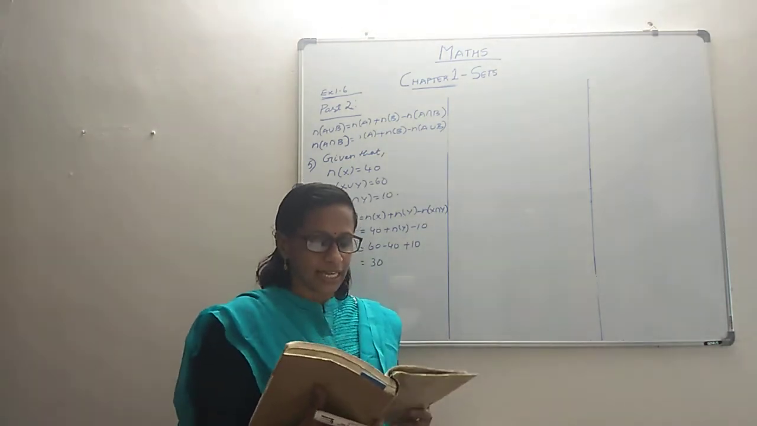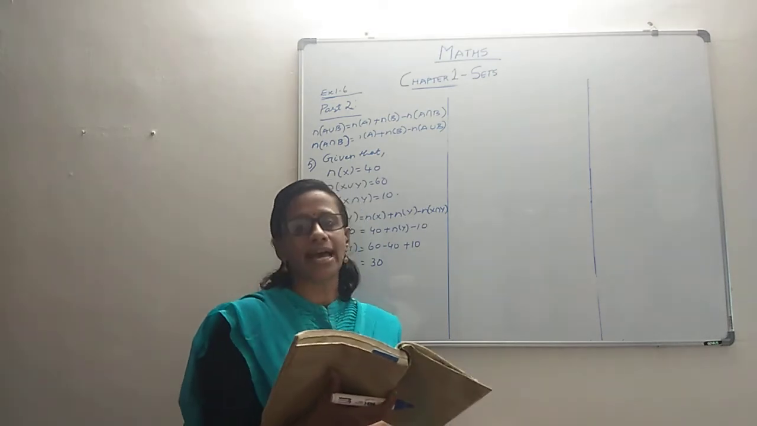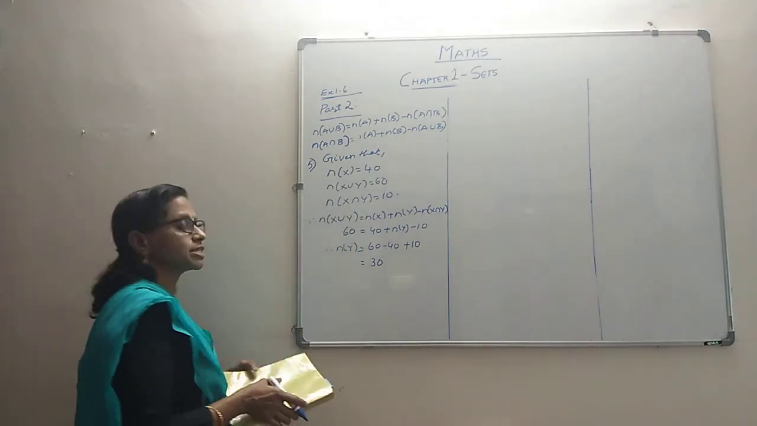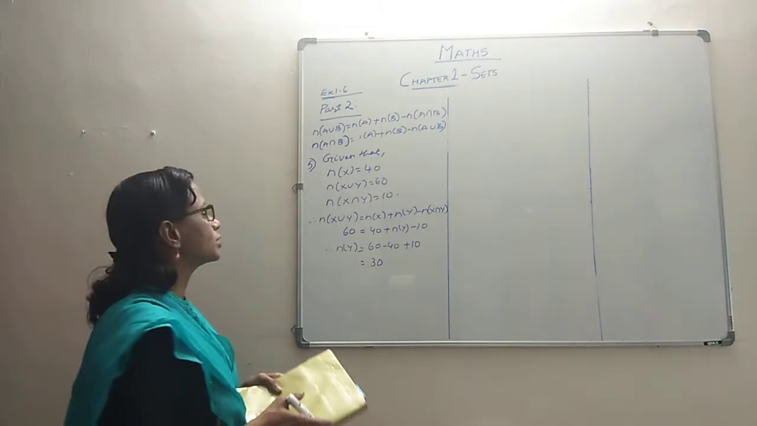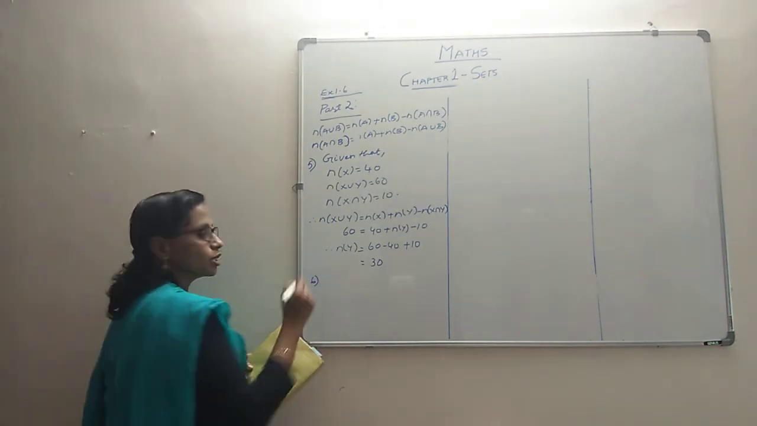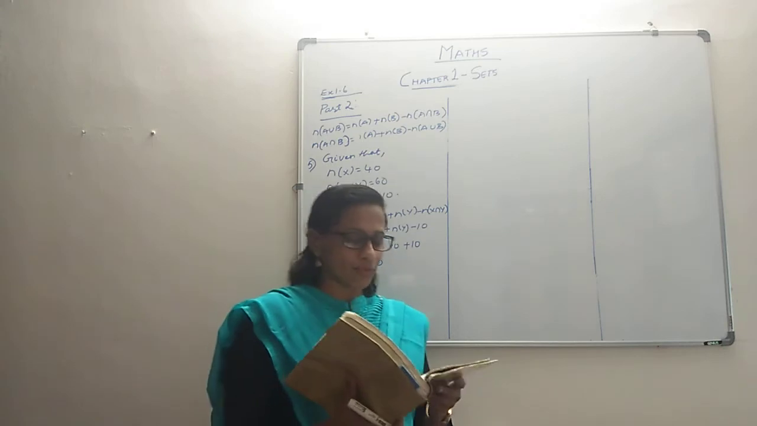What have they asked us? They have asked how many elements y has. So you have to say that the number of elements in y is 30. That's how we'll conclude the answer. Quickly we go to question number 6. Let's see what they say.